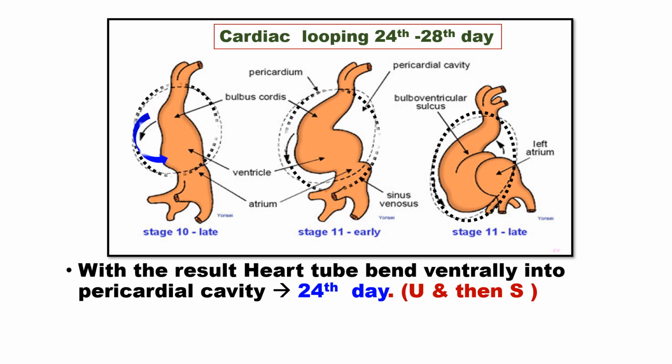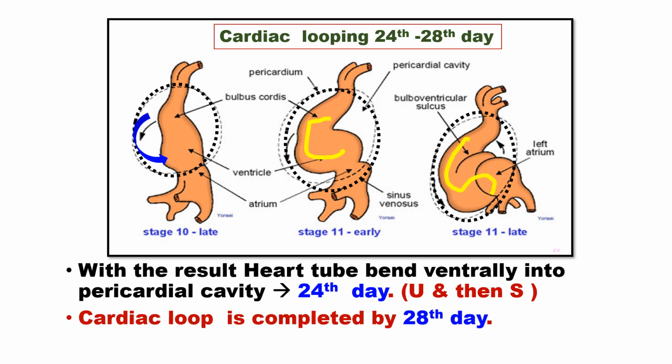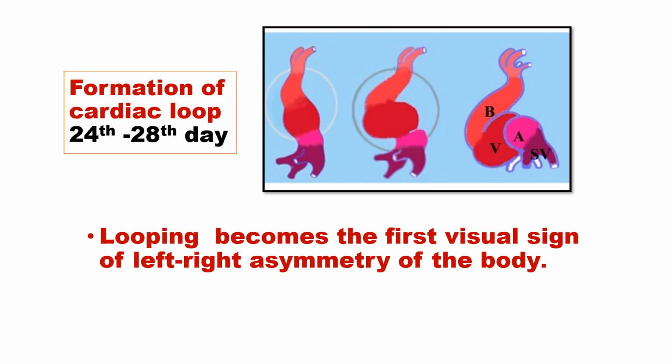As a result, the heart tube bends ventrally into the pericardial cavity. This starts from the 24th day and is completed by the 28th day. Initially a U bend, later followed by an S bend. Cardiac looping is completed by the 28th day. Looping becomes the first visual sign of left to right asymmetry of the body.